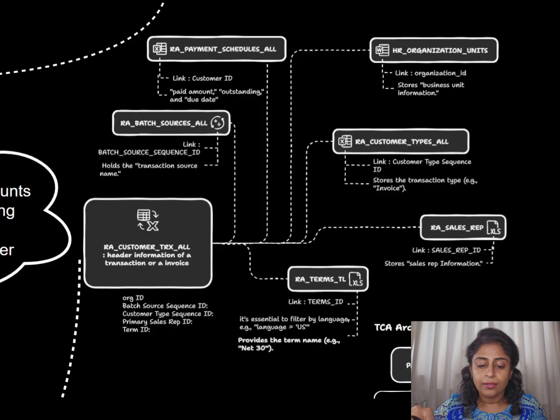There is a note that we need to keep in mind. It's about the translated tables. RA terms TL is a translated view and it stores data for multiple languages. For example, language equal to US. That is a condition that we will have to add in our SQL query. This will avoid retrieving unnecessary rows and ensure you get relevant data for your specific locale.